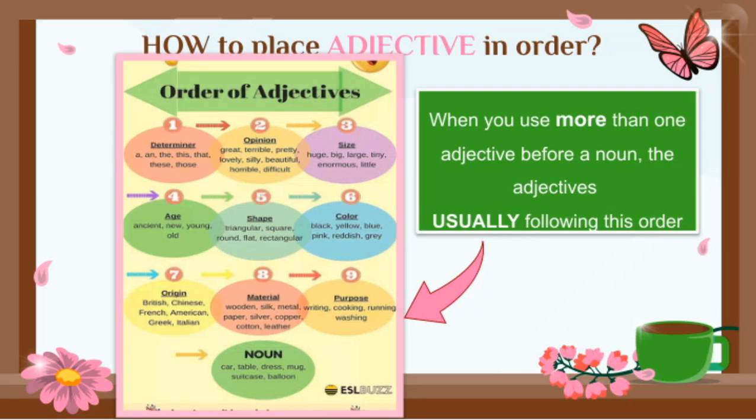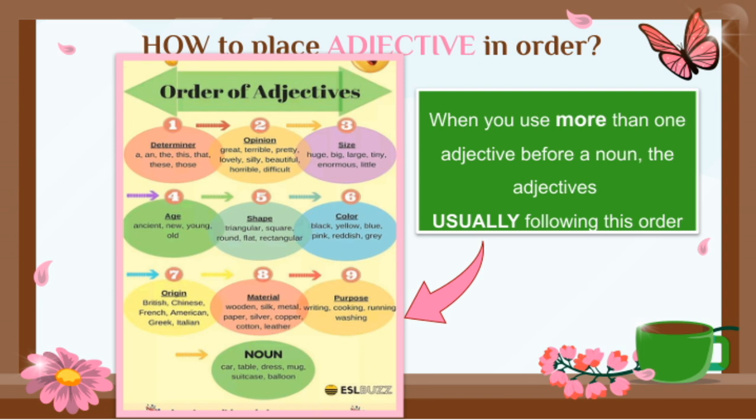When you're using more than one adjective before a noun, there's a typical order that these adjectives usually follow. It's a pattern that helps make your descriptions sound natural and clear. So, how do you place these adjectives in the correct order? Well, generally, they follow a specific sequence, starting with words that describe opinion or quality, then size, followed by age, shape, color, origin, material, and finally purpose.